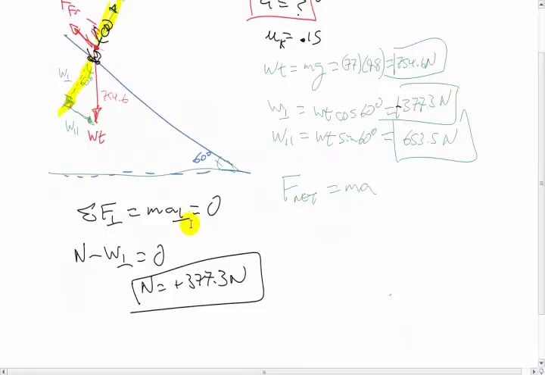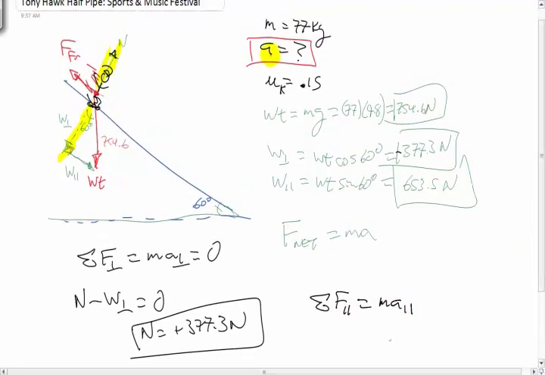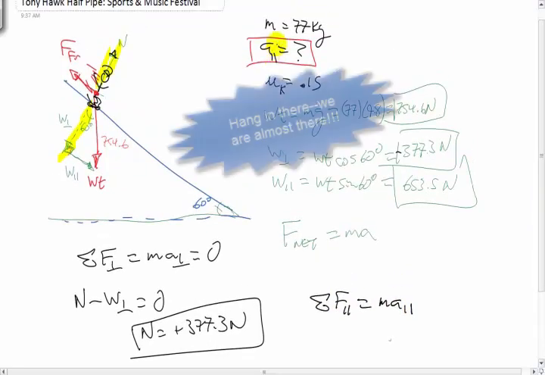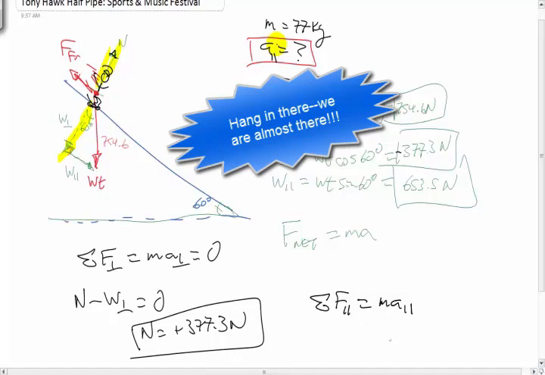Now we're going to look at the sum of the forces in which direction? Sum of the forces in the parallel direction is equal to mass times acceleration parallel. And by the way, that's really what we're solving for. We're solving for acceleration parallel to the ramp. Those two little lines, it's not acceleration 11, it's acceleration parallel.